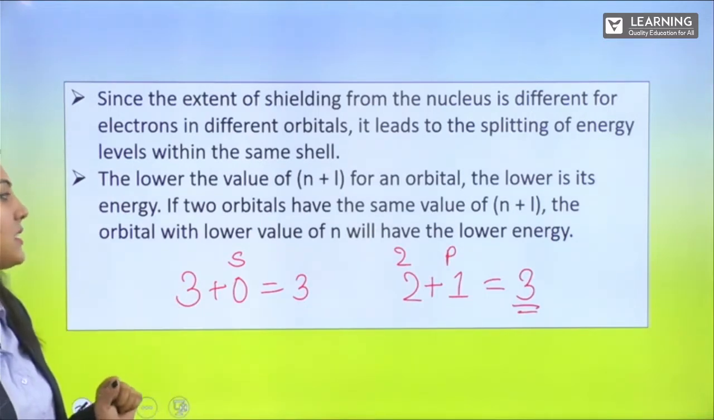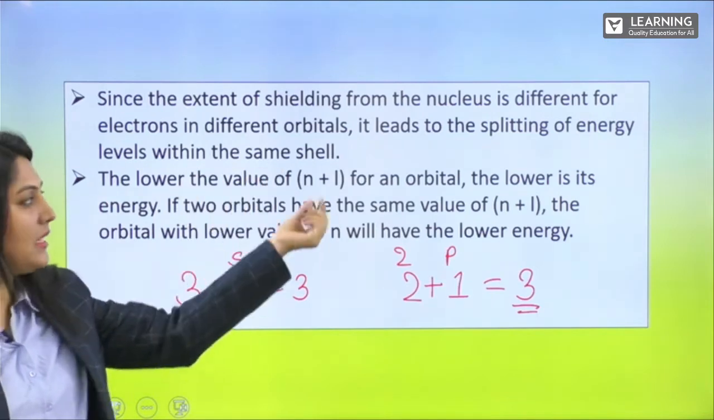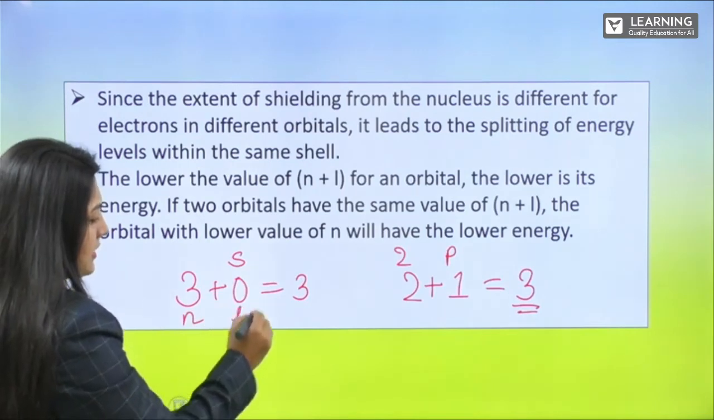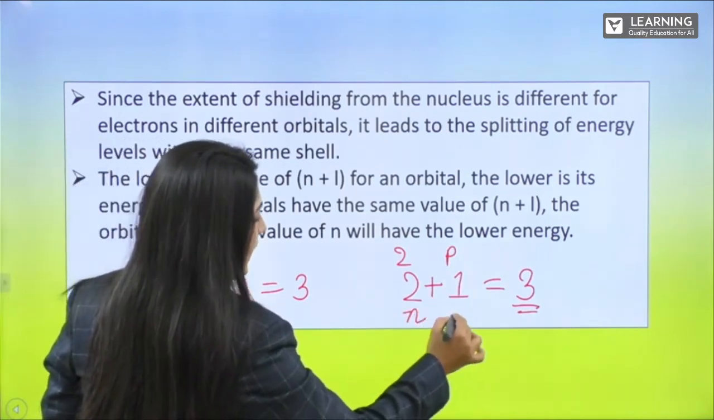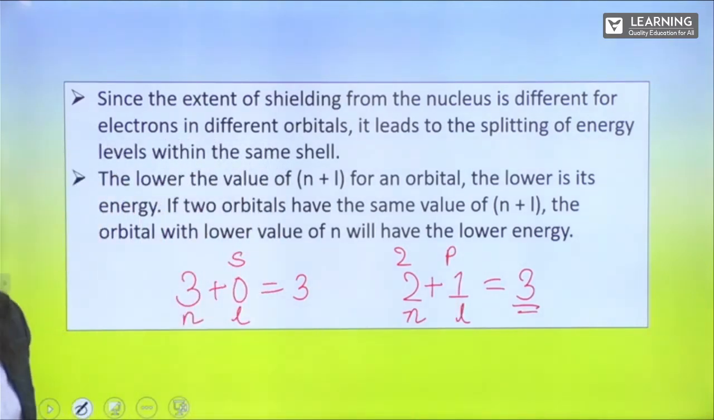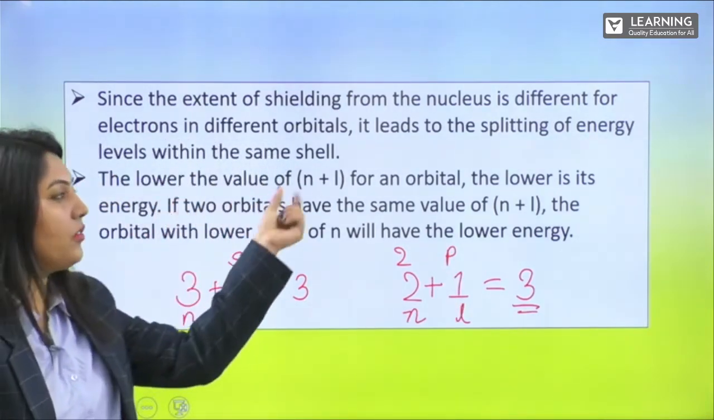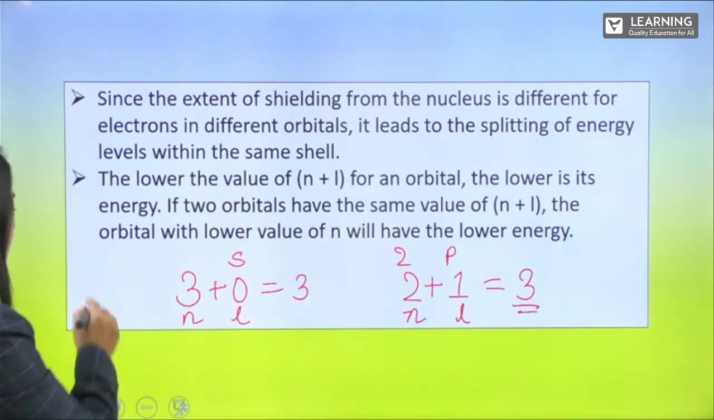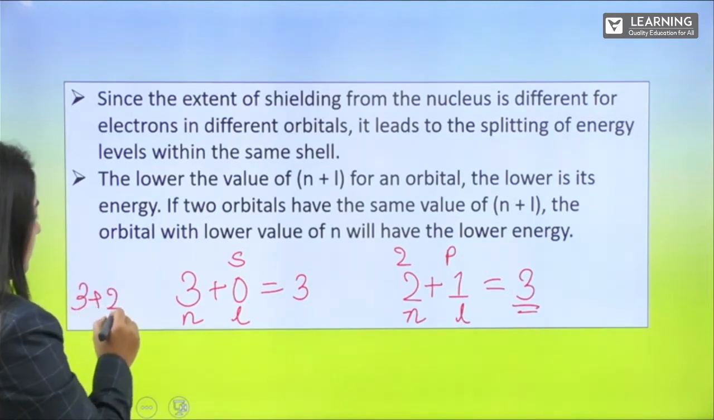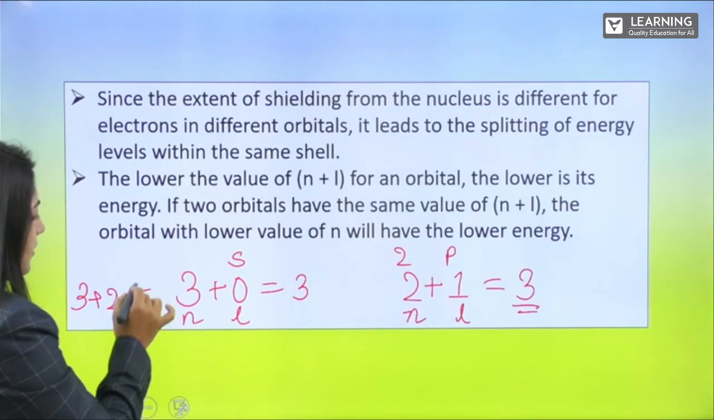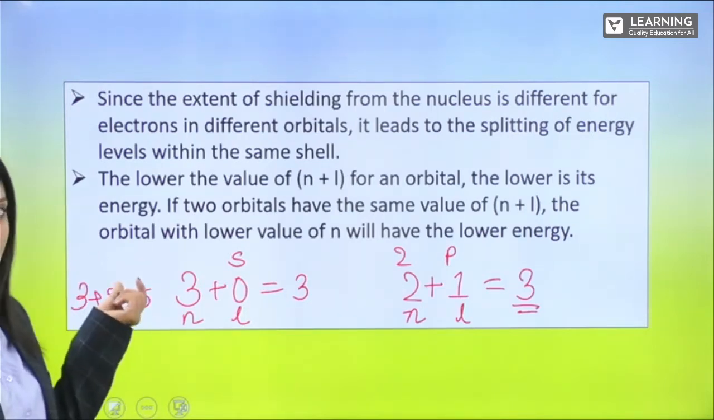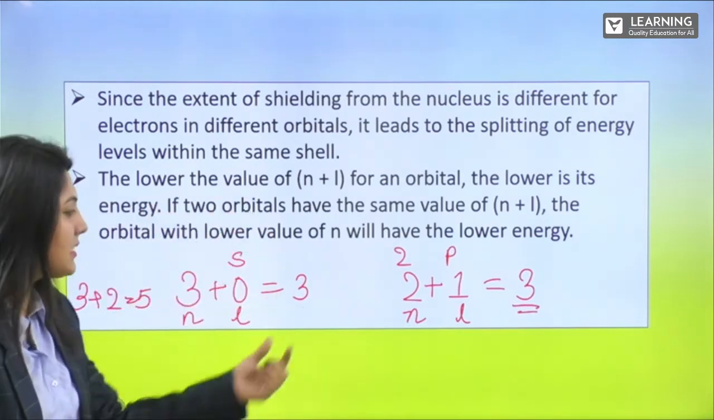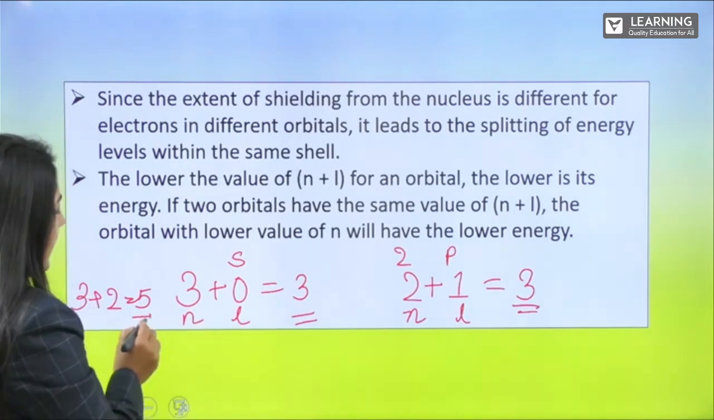Now, n is different and L is different, so this is the quantum number n and this is the quantum number L. The lower the value of n plus L, the lower the energy. For example, 3 plus 2 gives you 5, and 5 is greater. If it is greater, then the energy will be more. If it is lesser, compared to that of 5, the energy is lesser.